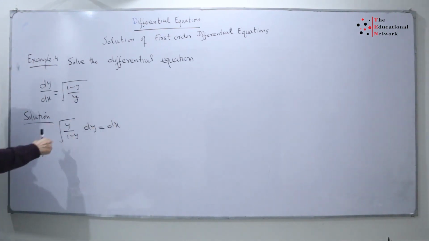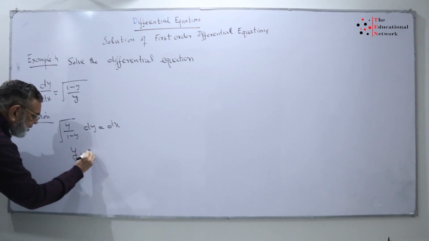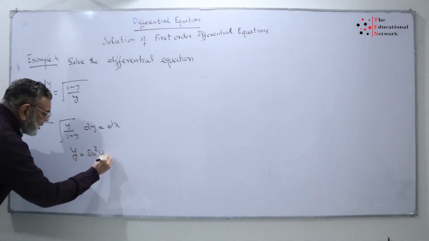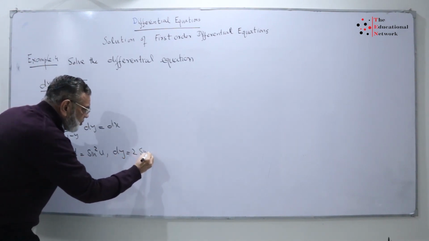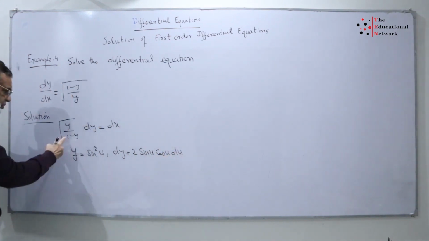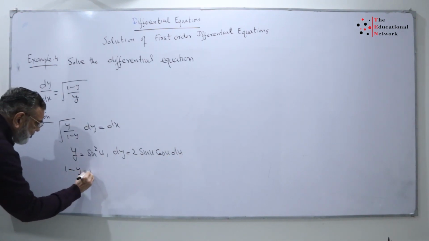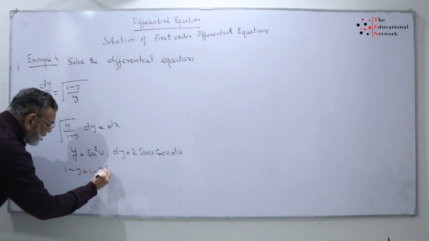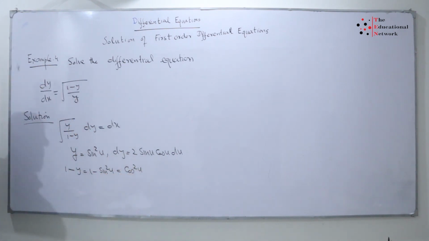But we want to integrate it, and here we need a substitution. That's not simple. So our substitution in this case will be y = sine square u. What's my dy? My dy is 2 sine u cosine u du. And then we have 1 minus y, which will be equal to 1 minus sine square u, and we know this is equal to cosine square u. So this is my substitution.